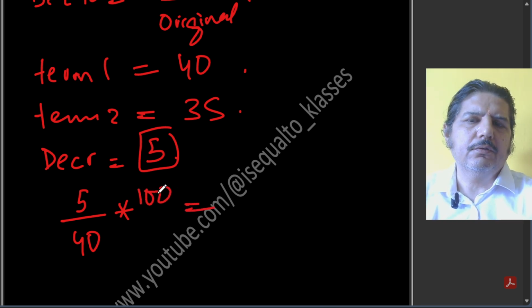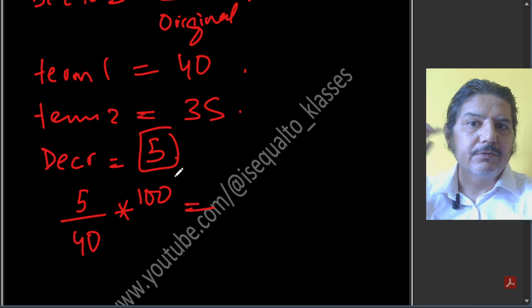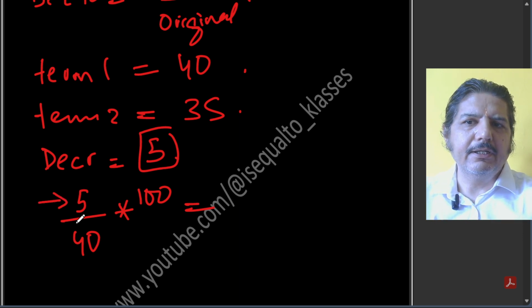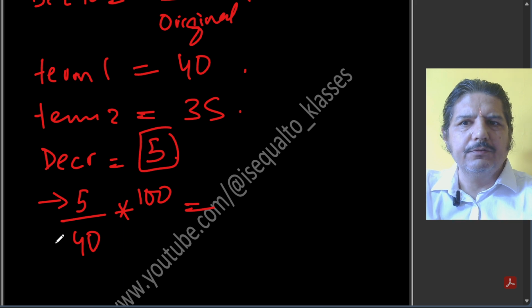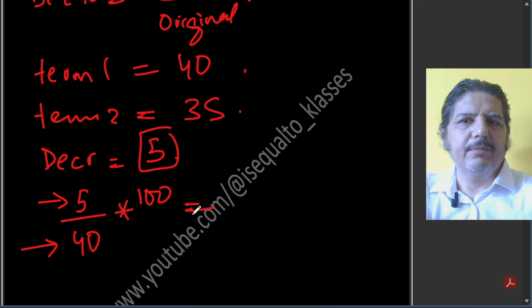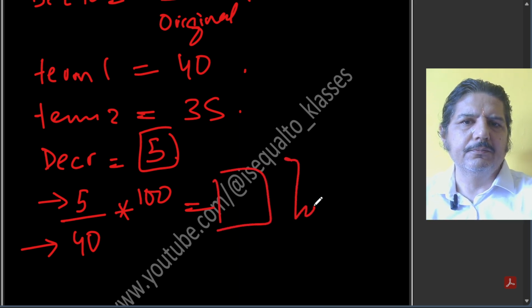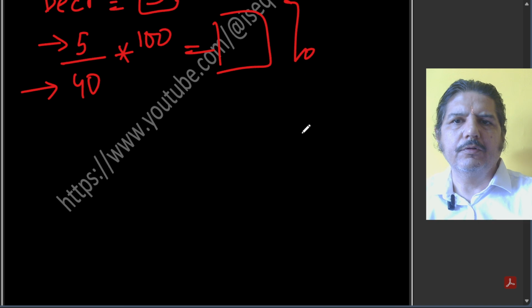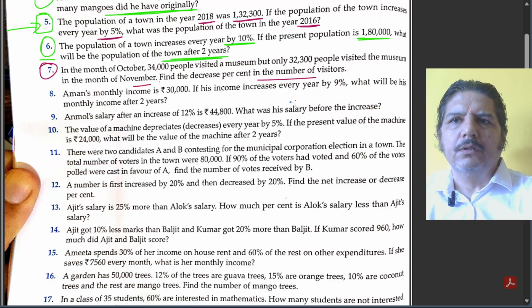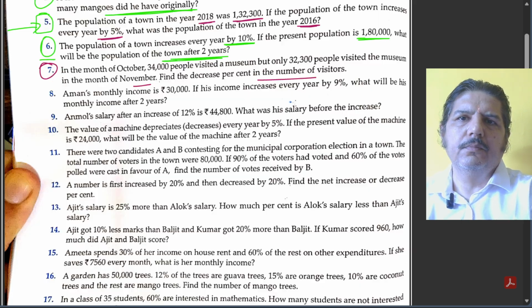So when we have to calculate the decrease percent, it will be the decrease upon what was the original. The original is 40, multiplied by 100. So you will have to calculate this, and whatever be the answer would be the percentage. So in this question, what you need to understand is in October it was 34,000, and then it fell down to 32,300.